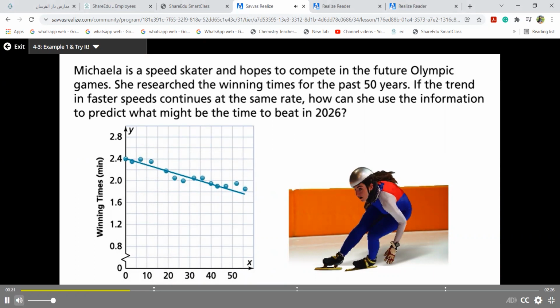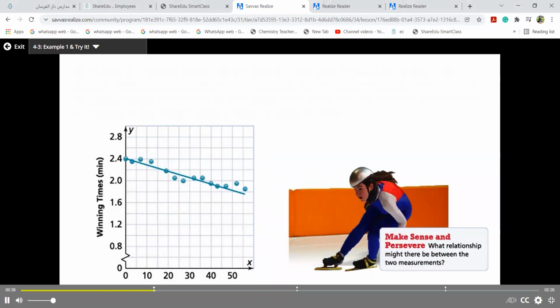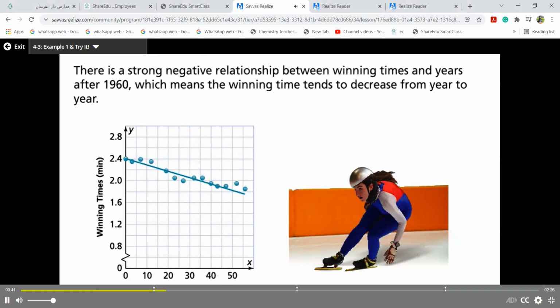Might be the time to beat in 2026. What relationship might there be between the two measurements? There is a strong negative relationship between winning times and years after 1960. See, this is the word we learned yesterday. It's a strong negative relationship. Why is it strong? You could see many points close to the trend line. And why do I call it negative? Because it is decreasing. The trend line has a negative slope. The winning time tends to decrease from year to year.